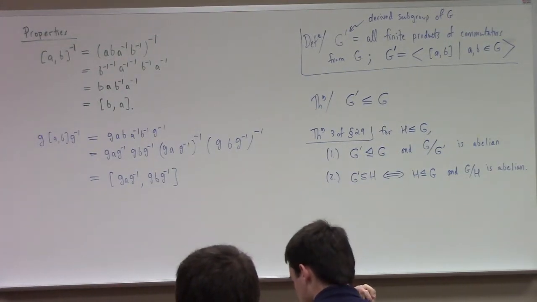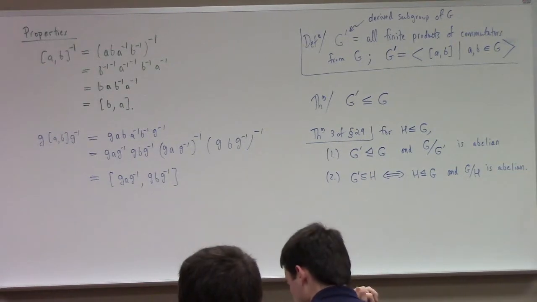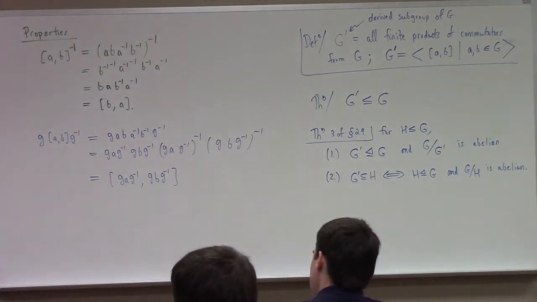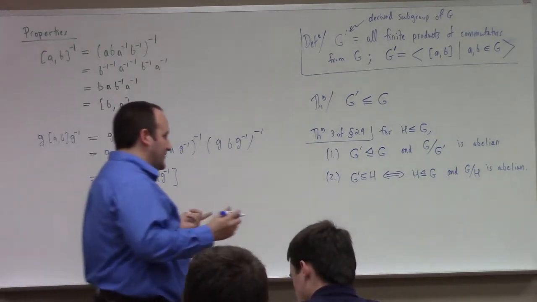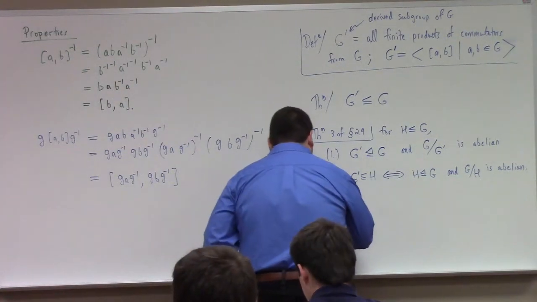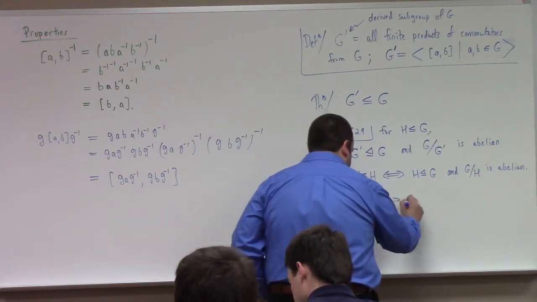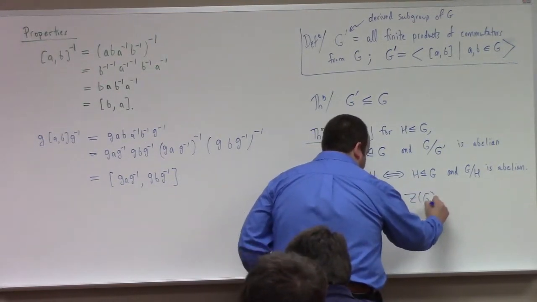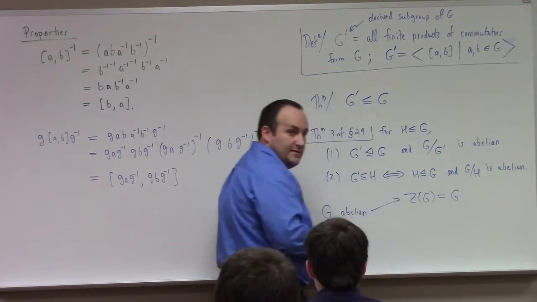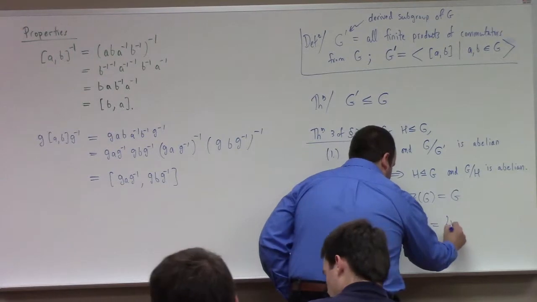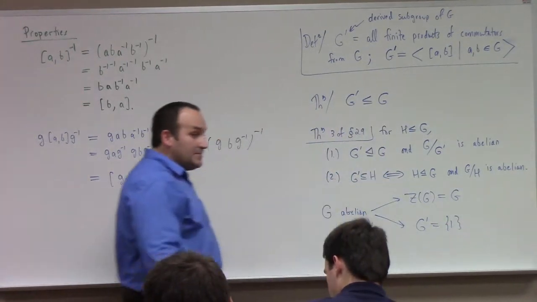It's just G again, right? Oh, excuse me. No. The factor, the derived subgroup and the center are kind of dual. So if G is abelian, we've got a couple things. On the one hand, the center of G is G again, right? But the derived subgroup is just the identity, or you might say 0.